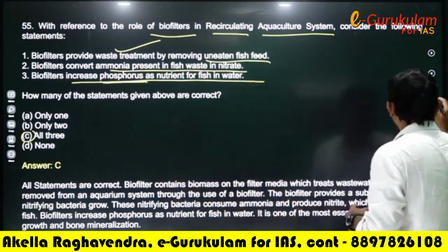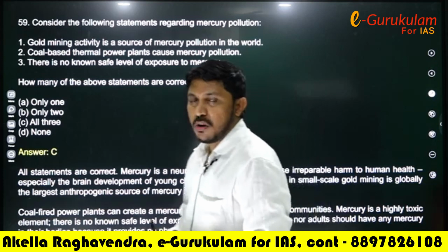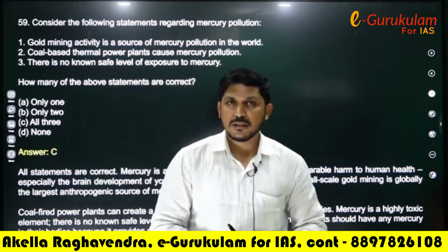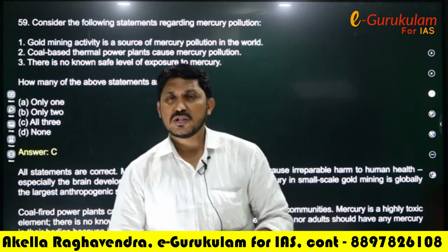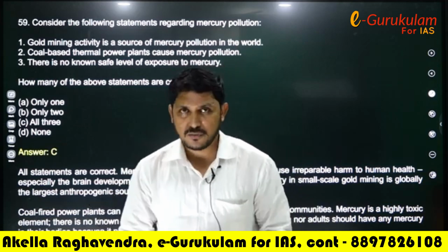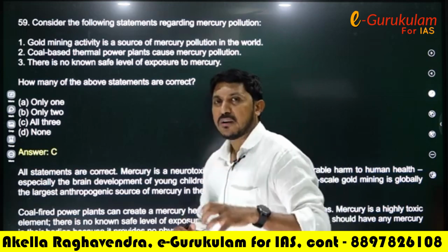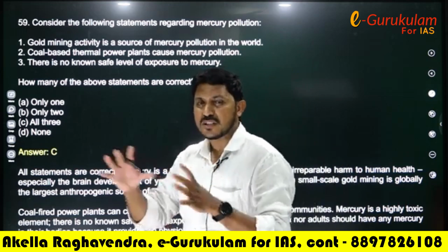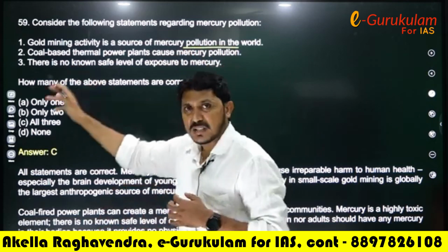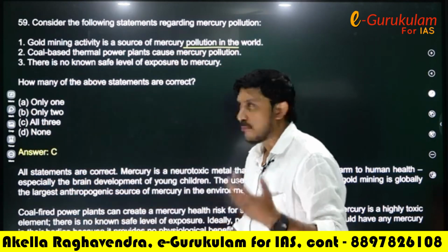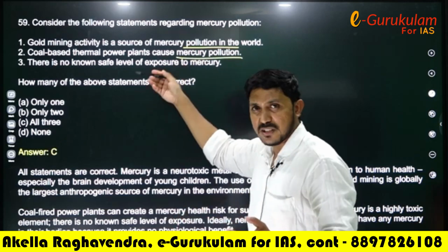Fine. So next one here, mercury pollution. Mercury is a very, highly toxic chemical. We cannot have any kind of remedy against mercury once you are exposed for a long span of time. Gold mining is one of the most important human-induced sources of this mercury pollution in the world, so option 1 is correct. Coal-based thermal power plants also cause mercury pollution as a byproduct. That is also true. Common sense points again.